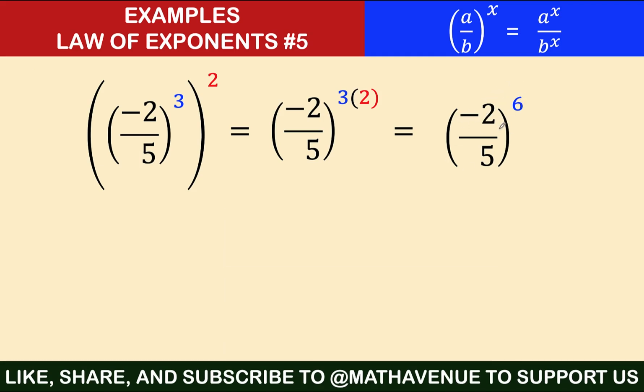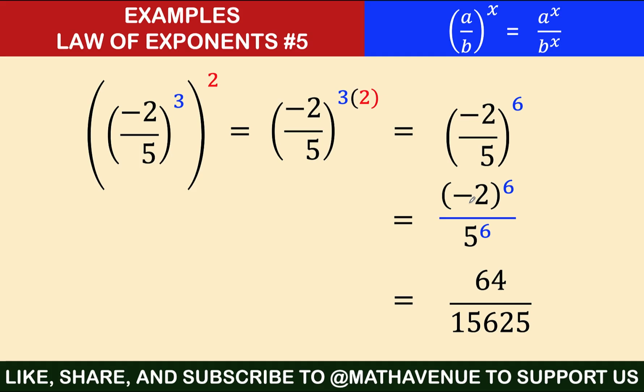So this negative number raised to an even exponent will become positive. Simplifying this now, applying law of exponent number 4, we can write this in two exponential numbers, one in the numerator and one in the denominator. Both are raised to exponent 6. Then negative 2 raised to the sixth is positive 64, and 5 to the power of 6 is 15,625. That is now our answer.